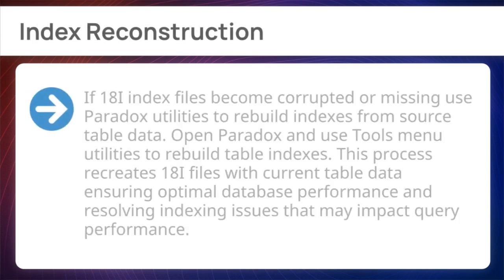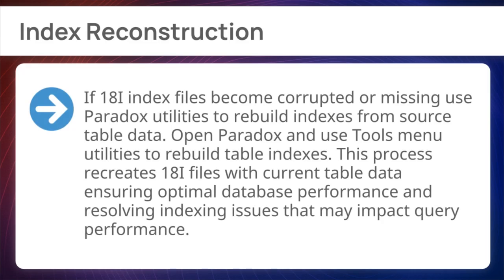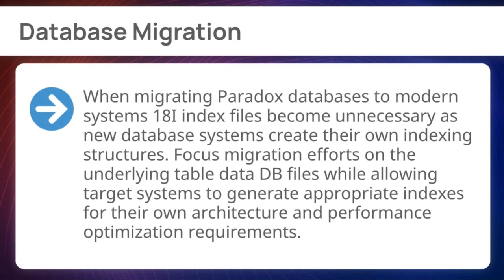Next, index reconstruction. If .18i index files become corrupted or missing, use Paradox utilities to rebuild indexes from source table data. Open Paradox and use Tools menu utilities to rebuild table indexes. This process recreates .18i files with current table data, ensuring optimal database performance and resolving indexing issues that may impact query performance.